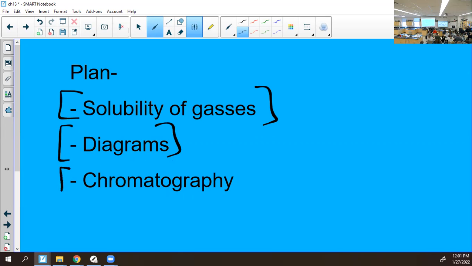And then we'll talk about chromatography, which has always been on there, but they've added a ton more about it. They got rid of math, and there's no math in chromatography, but here we go. Ready?